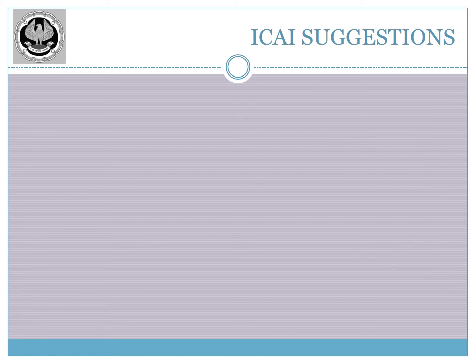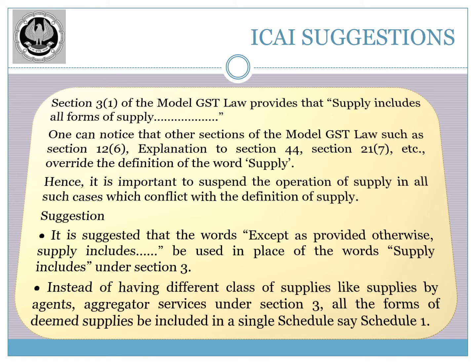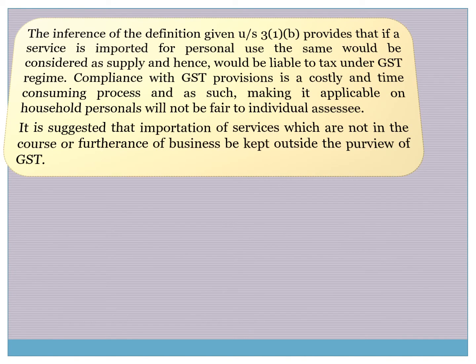Institute of Chartered Accountants of India has provided 2 sets of suggestions to the government on model GST. The suggestions relevant to the topic in hand are discussed here under. First suggestion is regarding definition of the word supply under subsection 1 of section 3. Section 12 subsection 6, explanations to section 44, section 21 subsection 7, etc. override this definition. Therefore, it is suggested that the words except as provided otherwise be added before the words supply includes under section 3. Instead of having different class of supplies like supplies by agents, aggregator services, etc. under different subsections of section 3, all the forms of deemed supplies be included in a single schedule, say Schedule 1.